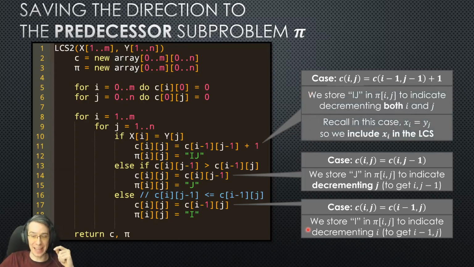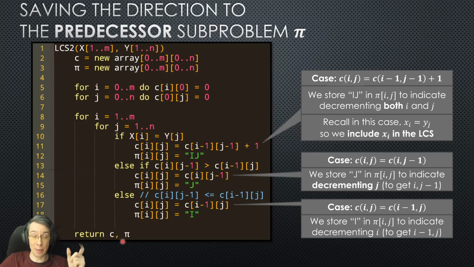Anyway, here are the 3 cases. So we covered these cases on the previous slide, right? So this is the case where C of ij is C of i j minus 1, right? We store j. This is the case where C of ij is C i minus 1 j. We store i. Okay, so really what's new in this is just that we have this pi array that we're populating alongside the values of the C array that we are populating in the same way as before. And at the end, we return the array C and the array pi.